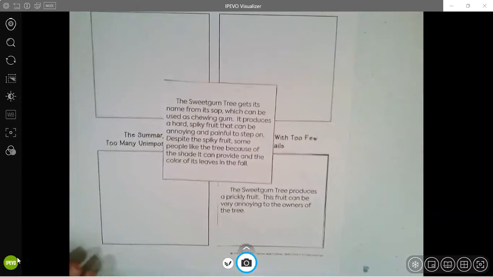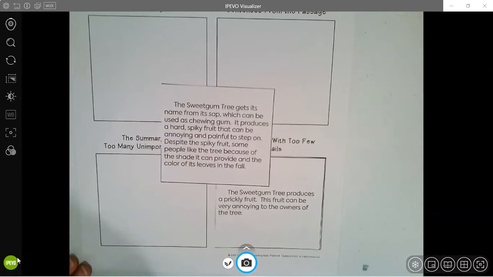The sweet gum tree gets its name from its sap, which can be used as chewing gum. It produces a hard, spiky fruit that can be annoying and painful to step on. Despite the spiky fruit, some people like the tree because of the shade it can produce and the color of the leaves in the fall.